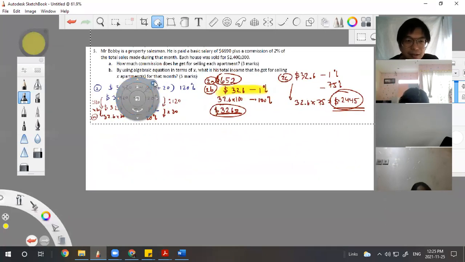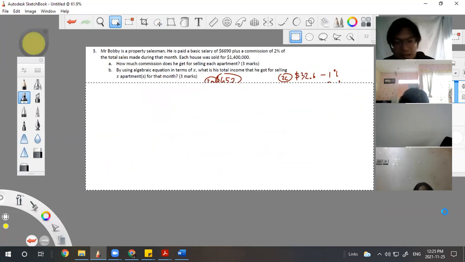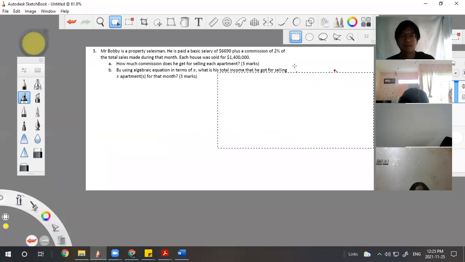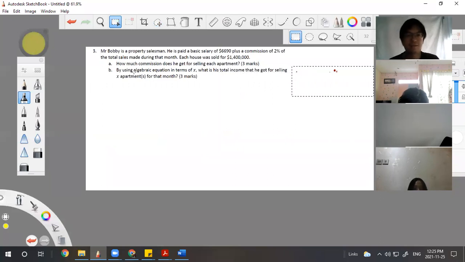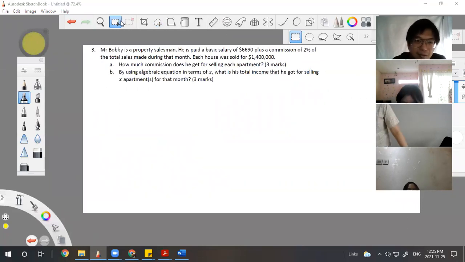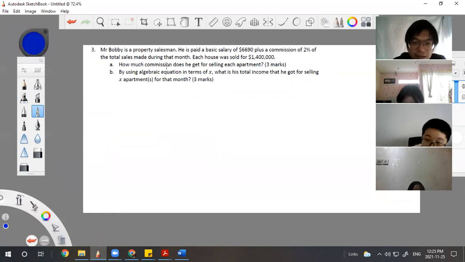Mr. Bobby is a property salesman. He is paid a basic salary of 6,690 plus a commission of 2% of the total sales that month. Each house was sold at 1.4 million dollars. How much commission did he get for selling each apartment? Piece of cake. The commission is 2%, of what? Of each apartment.